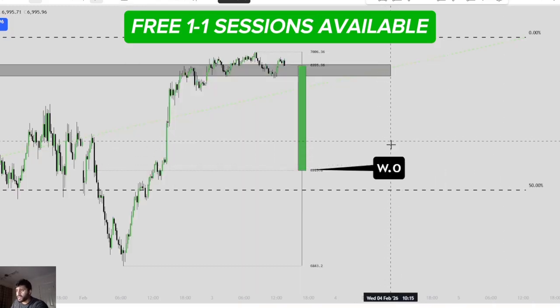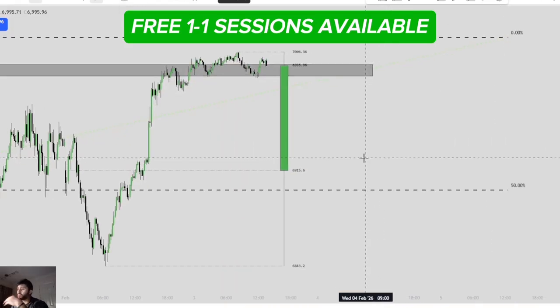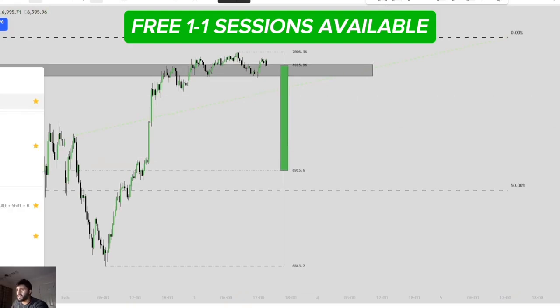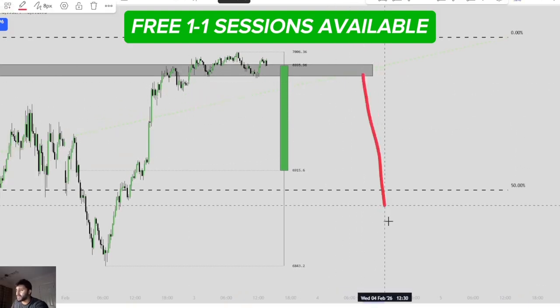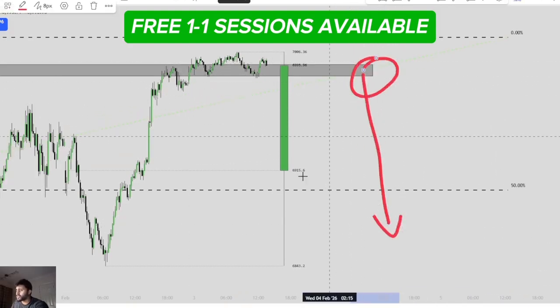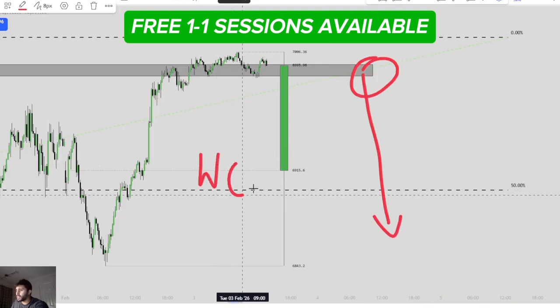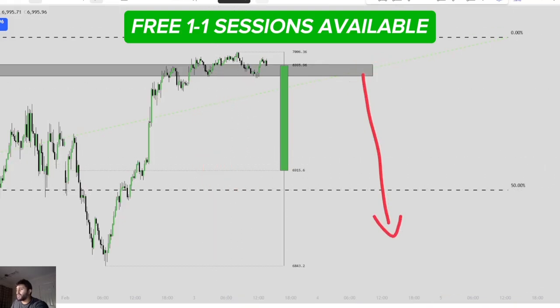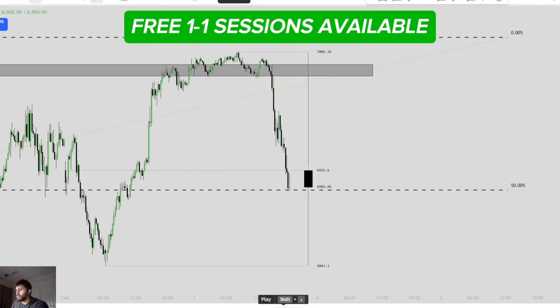So if this is your weekly opening price, for those who don't understand how a weekly candle works, the way that a weekly candle works is if we want to go down, the best shorts are going to come above the weekly opening. If we look at the way this particular day played out, we saw a huge short from this level. Huge short from this level.